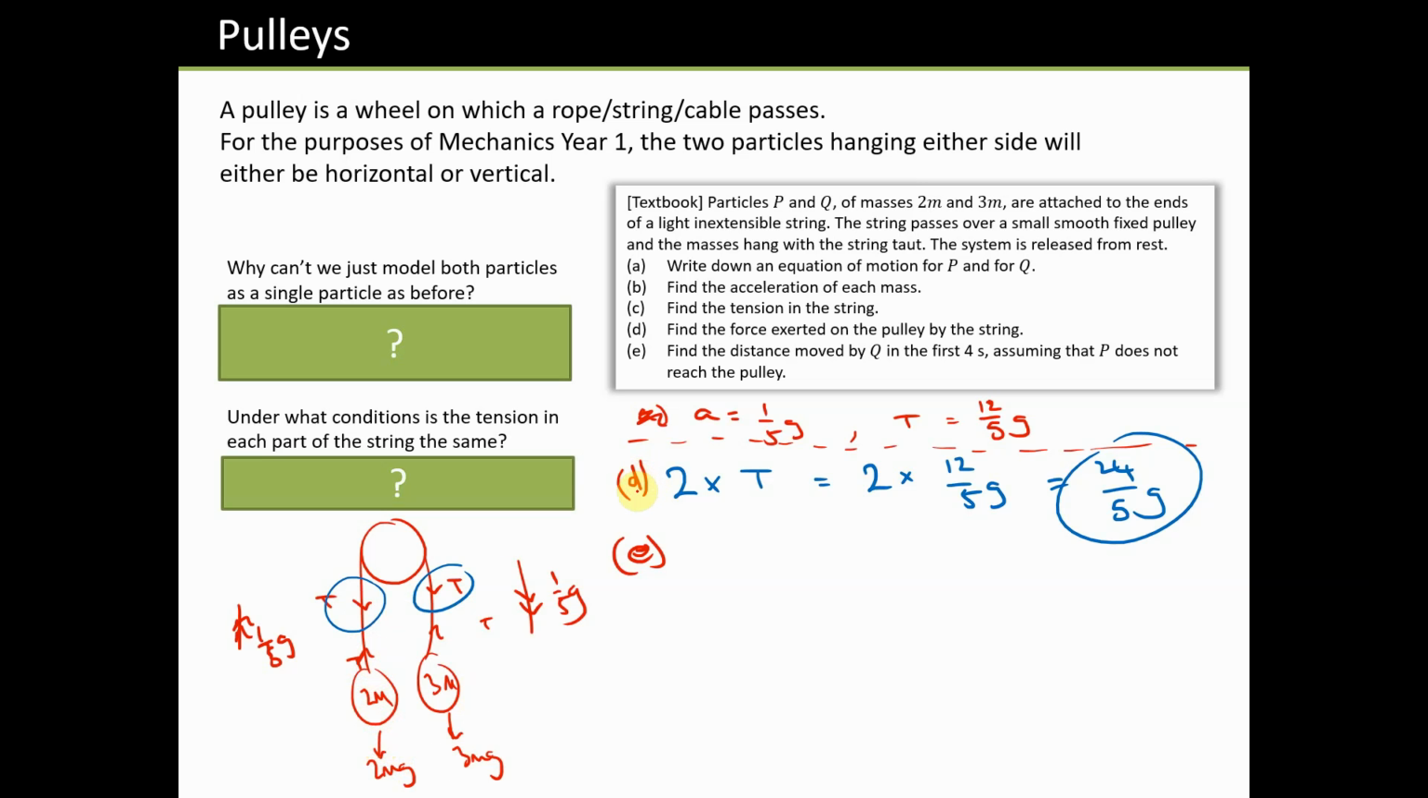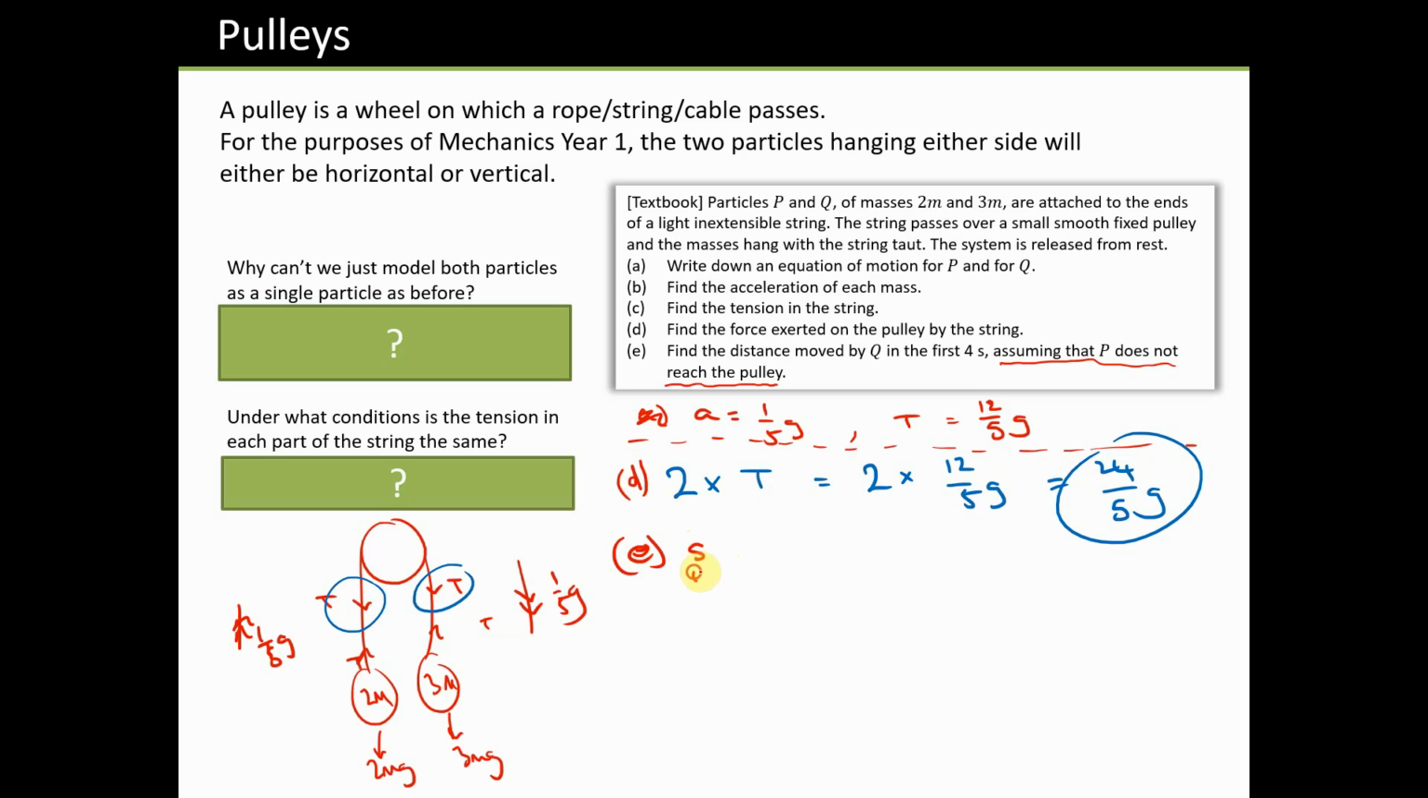And then the final bit. Find the distance moved by Q in the first 4 seconds, assuming that P does not reach the pulley. So the key thing that is here, assuming that P does not reach the pulley, that means that we're not doing a changing criteria question. If it reached the pulley, we'll talk about what would happen on Thursday. This just means that none of our information changes when we assume something doesn't reach the ground or doesn't reach the pulley.